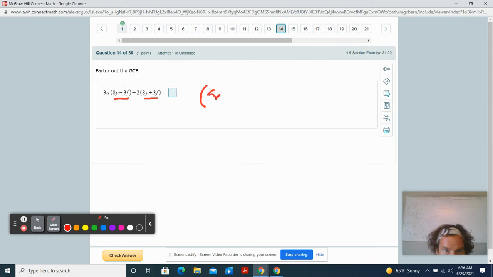It's 8y plus 3f. I'm just going to put it in parentheses the same way it has here, but I only have to write it one time because it's common. Now I have to draw my own set of parentheses. And then what is left? There's a 3a, and there's a plus 2. The 3a comes from right here, and the plus 2 comes from right here. And then I can just leave it like this, that this is factored, okay?